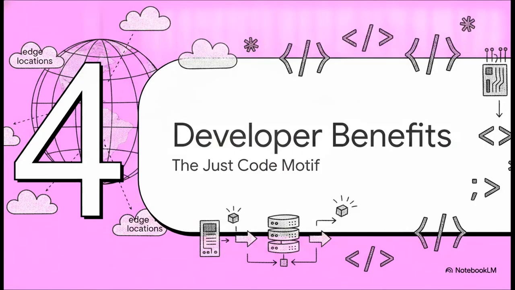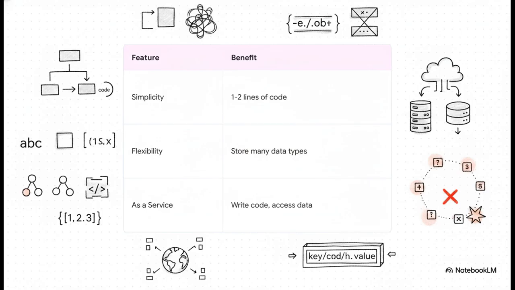All right, final section, Section 4, primary developer benefits. I like to call this the just code motif. The real beauty of these as-a-service ergonomics is that they completely abstract away traditional database administration. You absolutely do not need to be a DBA to use this. You don't need to stress about scaling or failovers because the distributed architecture inherently handles resilience for you.